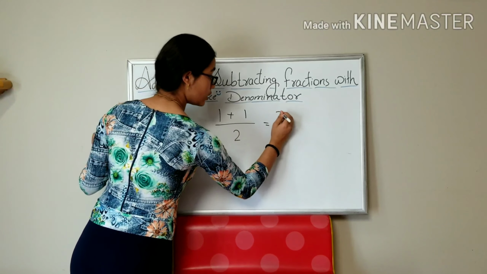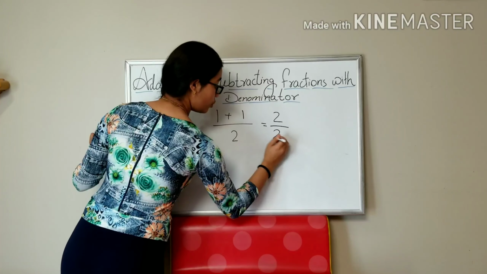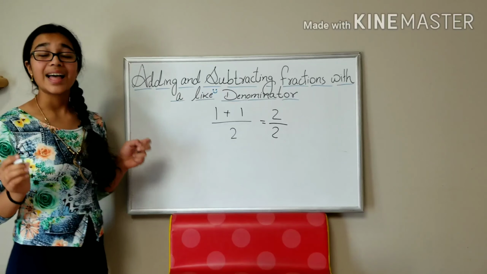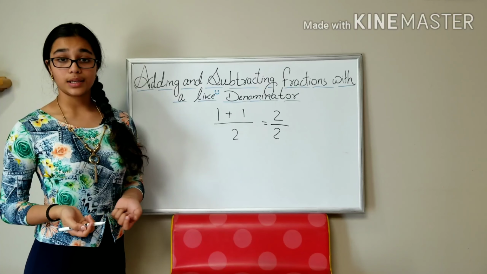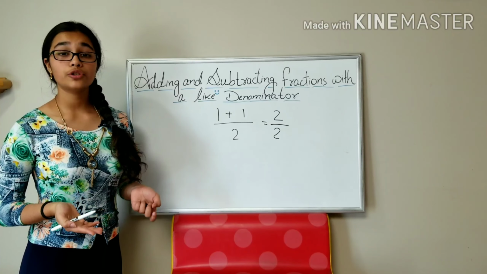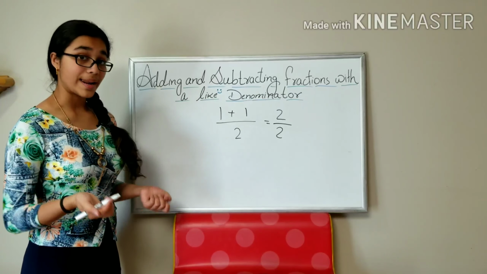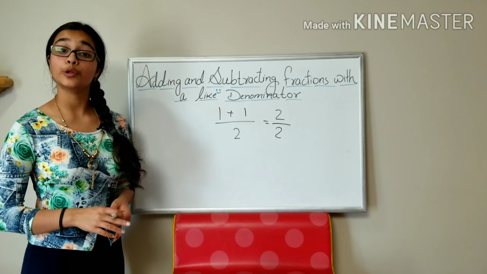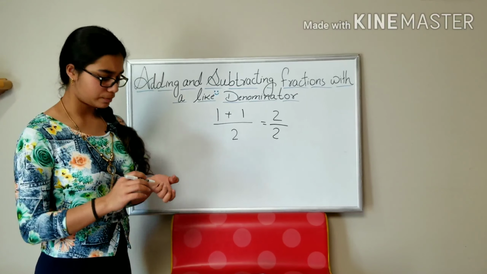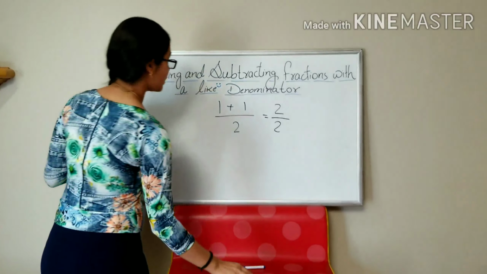1 plus 1 we know is 2. And our 2 carries forward here, and that means 2 over 2 is our answer. And we know that 2 over 2 is a whole. 1/2 plus 1/2 is equal to a whole. Pretty simple. Let's do another example.